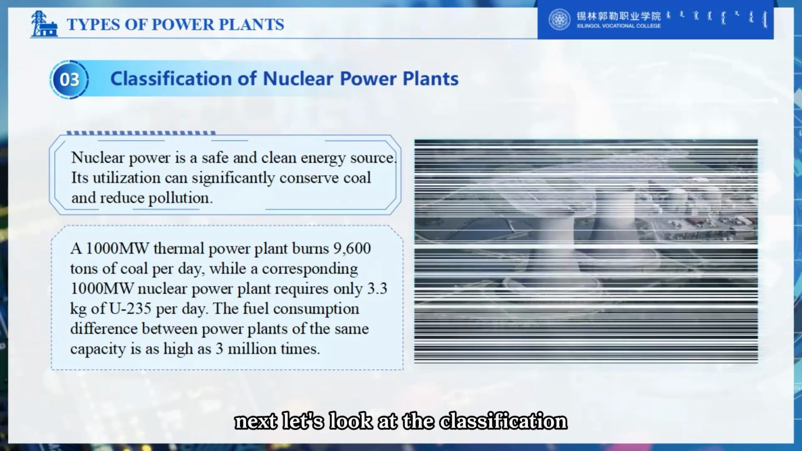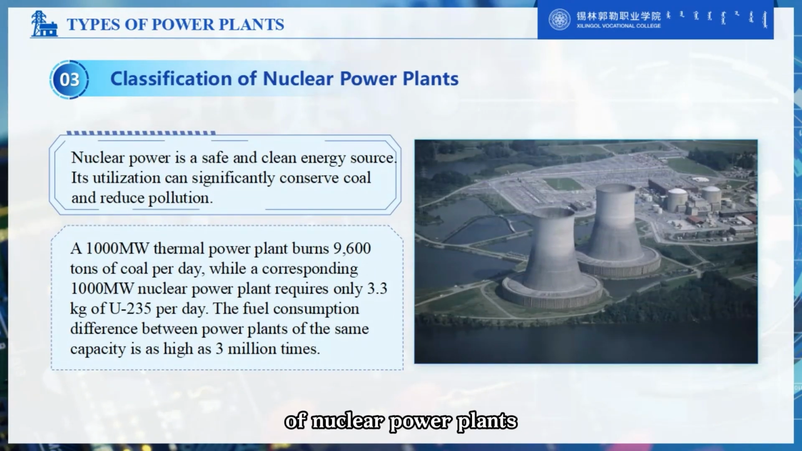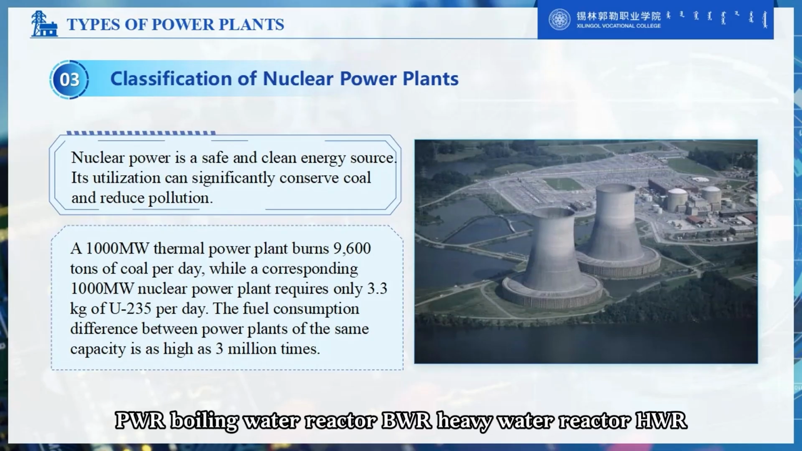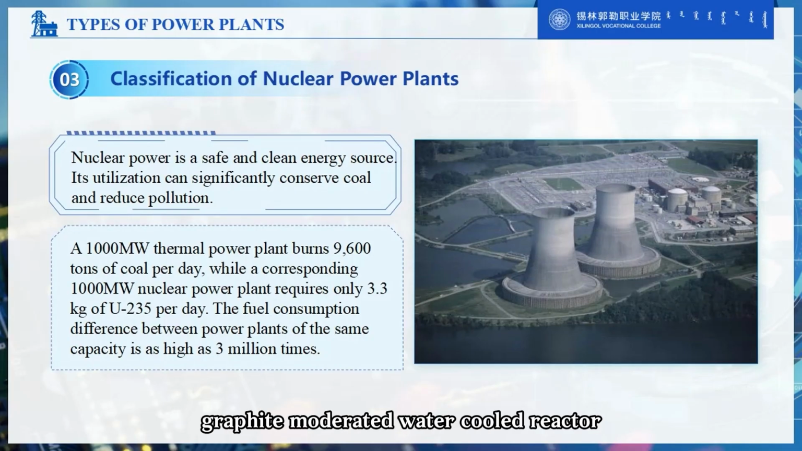Next, let's look at the classification of nuclear power plants. They are distinguished by the type of reactor. There are 6 types: pressurized water reactor, PWR, boiling water reactor, BWR, heavy water reactor, HWR, graphite moderated water-cooled reactor, graphite moderated gas-cooled reactor, high-temperature gas-cooled reactor, HTGR, and fast breeder reactor, FBR.